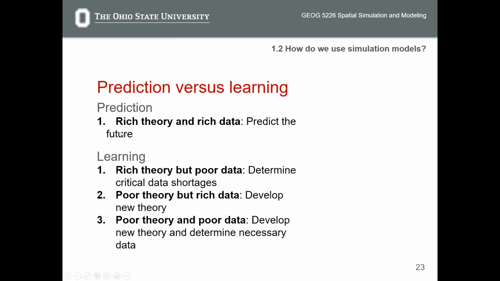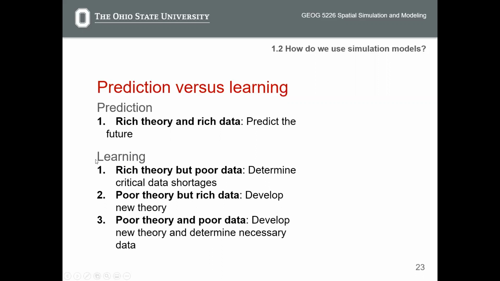But usually that is not the case, because doing high quality prediction is hard, right? You need rich theory and rich data. Usually we have either rich theory but poor data, or poor theory but rich data, or poor theory and poor data, depending on your scenario. If you have rich theory but poor data, determine critical data shortages. And then you need to collect more data to finish the prediction.